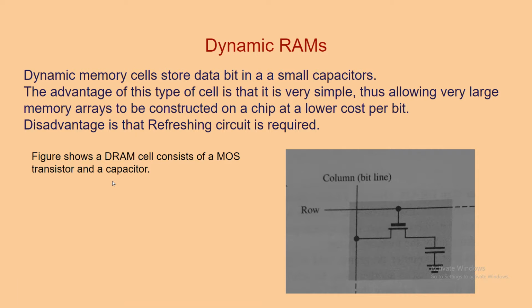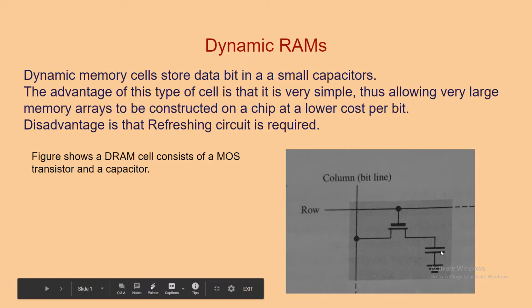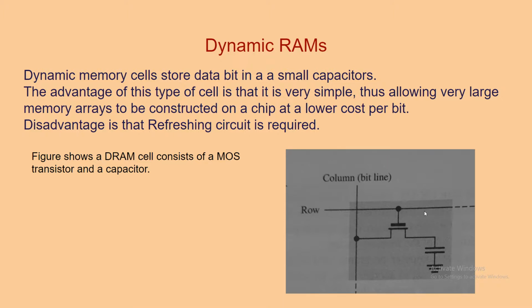The figure shows a DRAM cell consisting of a MOS transistor and a capacitor. This figure shows a dynamic RAM cell consisting of a capacitor and a MOSFET. Here, the binary bit is stored in this capacitor. It has a row line and a column line, also known as the bit line. In order to enable this capacitor, the row line should be at high level.